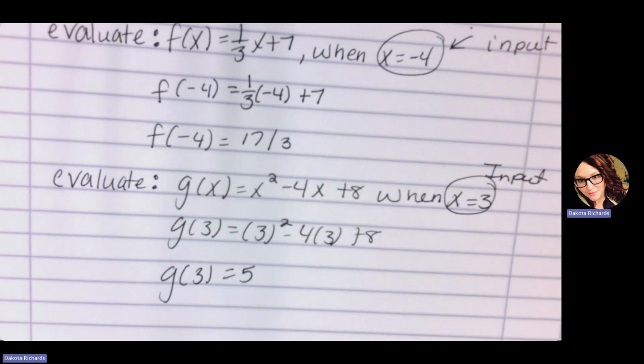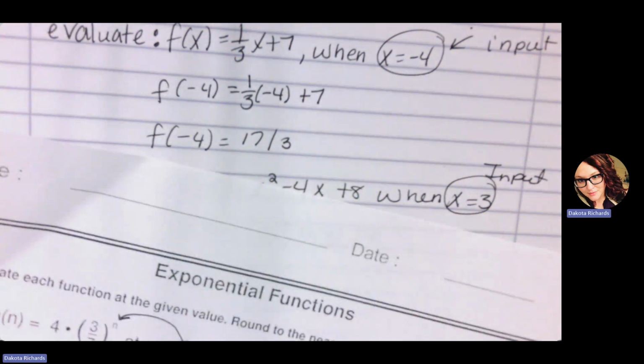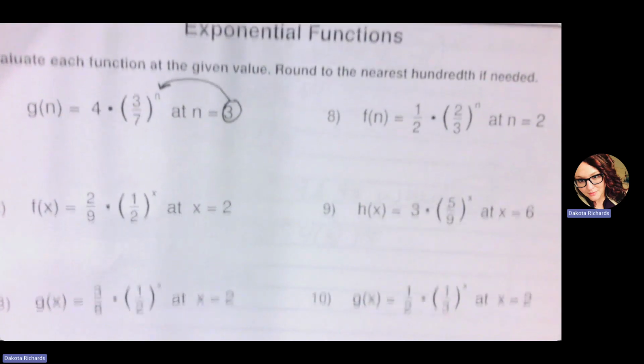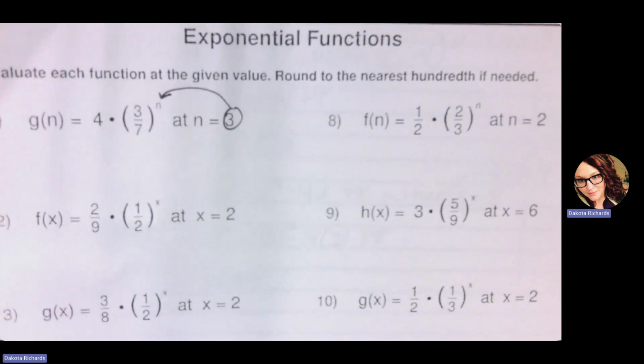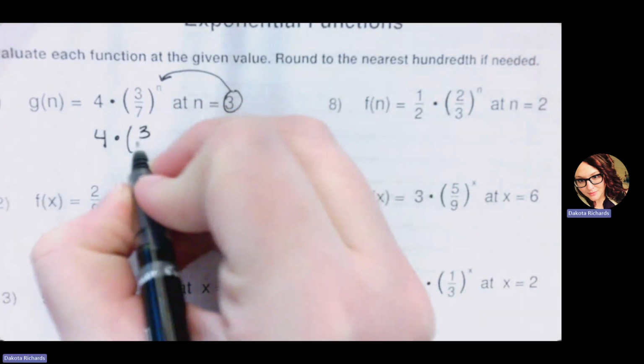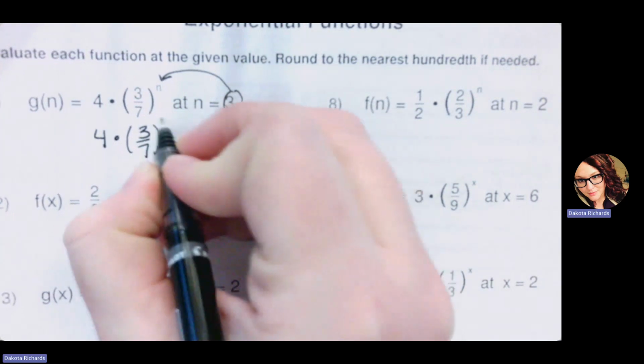So today we're working on a worksheet. It's front and back. There are 14 questions on each page, and this is what you have to turn in online, both pages. But you have most of class to do this. We're going to do a couple examples right now together so you get the hang of it. But basically what you're doing, you're evaluating and you're plugging in exponent values. So here we're going to plug in a 3 for n. So that's 4 times 3/7 to the nth power, but now it's 3.